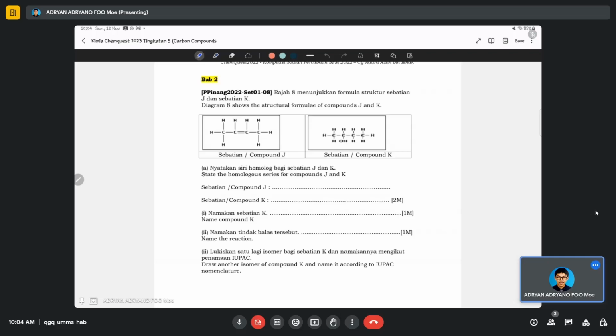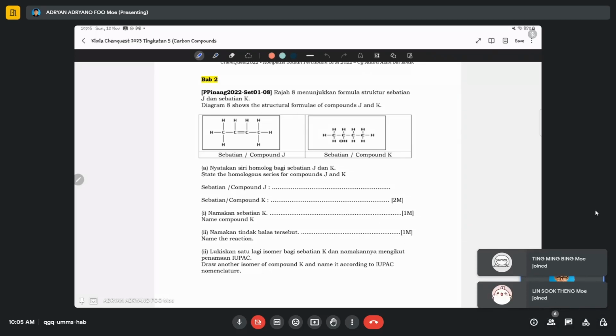J and K. Okay, so first, 我们一定要先明白 what does it mean by homologous series. So there are few homologous series that you have learned, which is alkane, alkene, alkyne, alcohol, carboxylic acid, and esters. So these are the homologous series that you have learned.